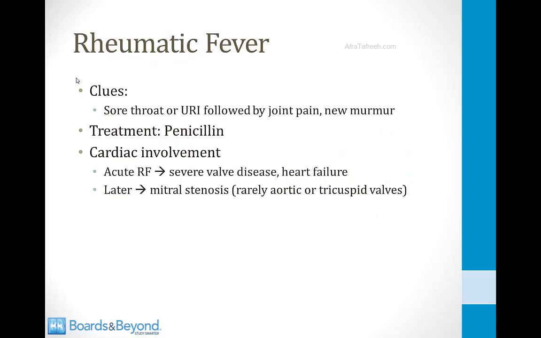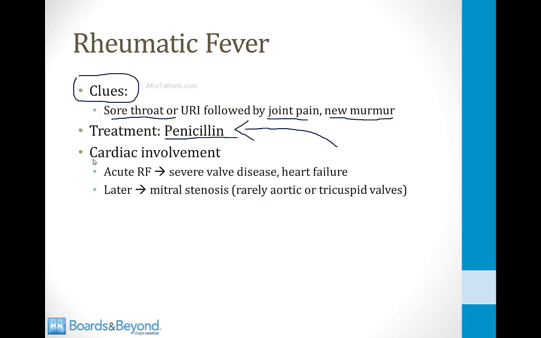So clues to diagnosis of rheumatic fever, especially in board questions, is that they will describe a patient with a sore throat or upper respiratory infection followed by the development of joint pain and often a new murmur. And these are evidence of rheumatic fever in the joints and in the heart. The treatment for rheumatic fever is to give penicillin. Usually it's administered when the diagnosis is made to clear any potential lingering strep throat bacteria. And then in addition, patients who've had rheumatic fever often take penicillin indefinitely for prevention of recurrent infections, because if they ever get another strep throat with strep pyogenes, they can get very, very sick.